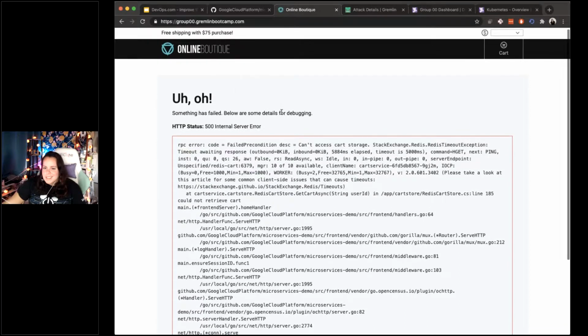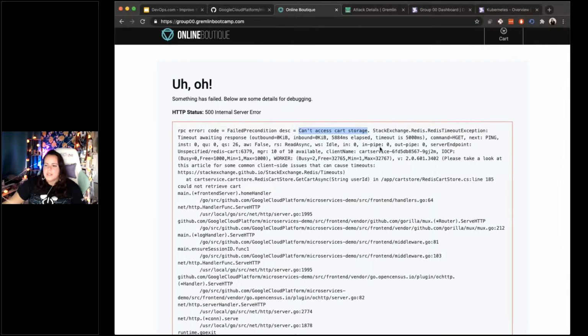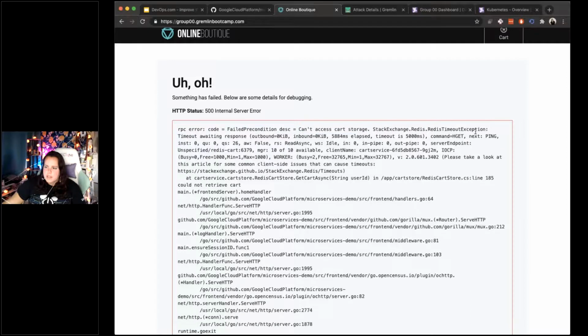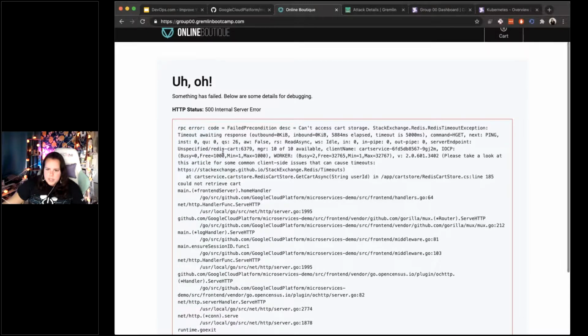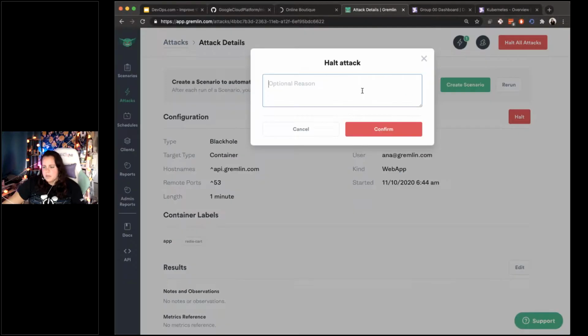Uh-oh, well, that is another 500 error. And we see just another one that we have an entire stack trace on. We see that we can't access the cart storage. We see that the Redis has a timeout exception. We'll try loading it up again just in case it was only like a race condition. Nope, we're also stopping this experiment.